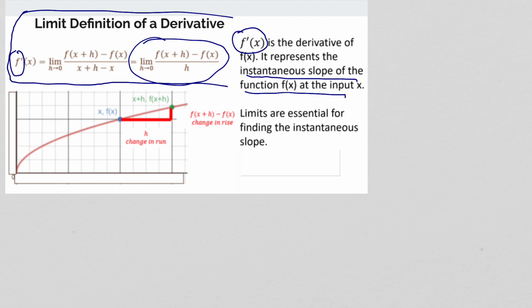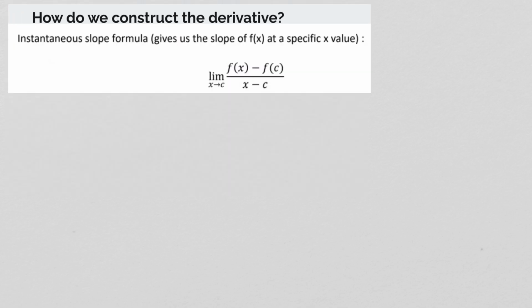So limits are really important to find instantaneous slope, as you just learned. This lovely graph over here, I'm going to explain how they're getting this from the limit. So let's move on. How do we construct this derivative? Again, this is the general definition, the instantaneous slope formula. It gives us the slope of the function at a specific value. Let's say I wanted to know what the slope of x squared minus 16 is specifically at x equals 10. This formula will help you find it.